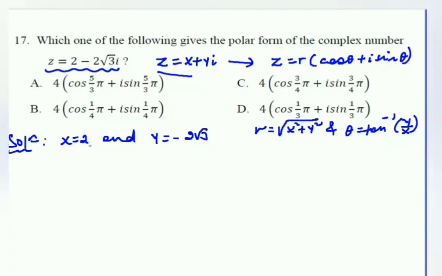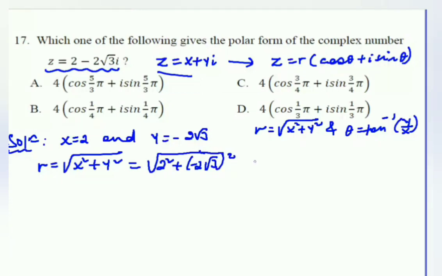Definitely this point is a fourth quadrant point, therefore we expect an angle greater than 270 degrees. So let us convert this into polar form. First, r is equal to the square root of x squared plus y squared, which is the square root of 2 squared plus minus 2 radical 3 squared. 2 squared is 4. Minus 2 radical 3 squared is 12. This is radical 16, which is 4. Therefore, our r value is 4.